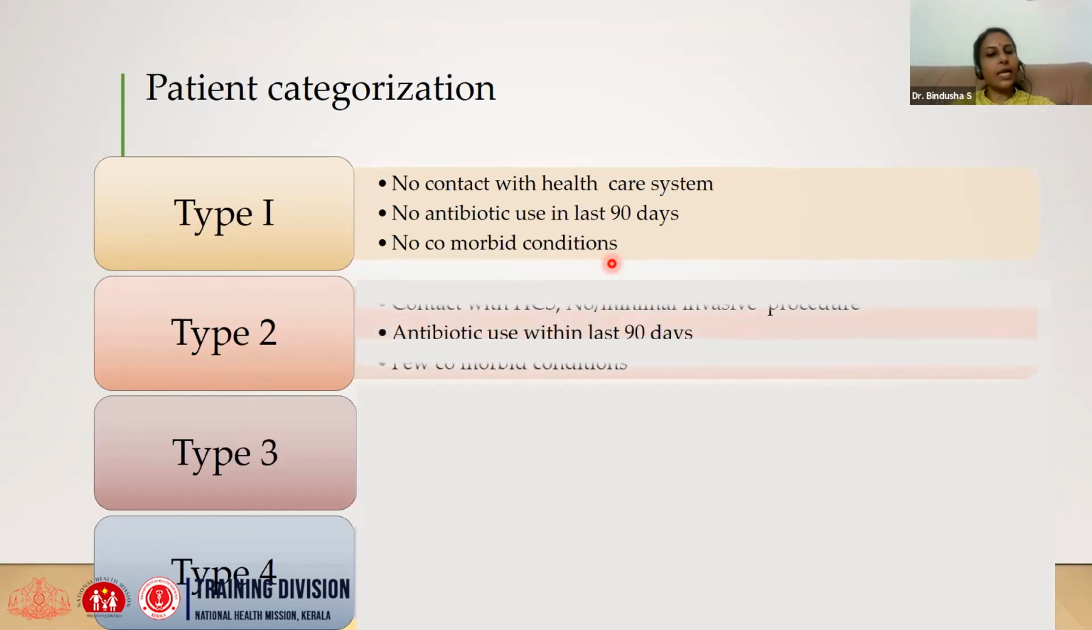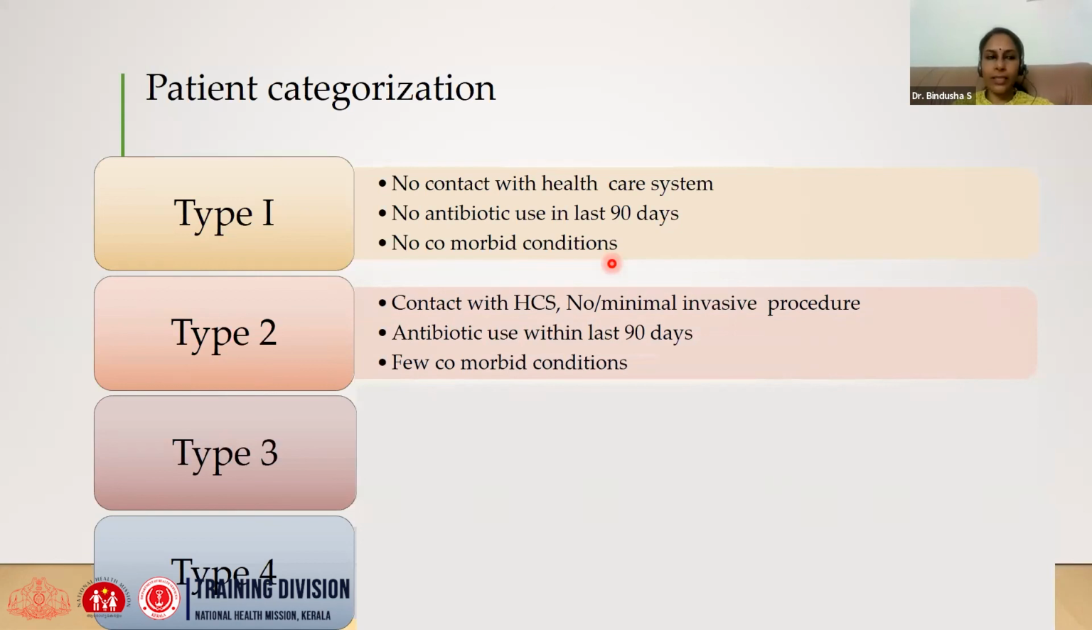A type 2 patient will have some contact with the healthcare system, may undergo a minimally invasive procedure, may have received antibiotics in the last 90 days, and may have a few comorbid conditions. This is the typical healthcare associated infection. So this patient may have a drug resistant organism, especially there is a chance of MRSA and some ESBL. But non-fermenters and bronchial infections are very unlikely in these children.